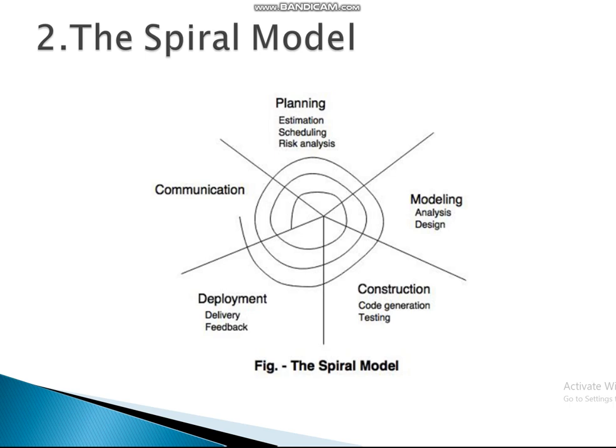In this model, change can be accommodated in the later stage of development. We have planning, estimation, scheduling, risk analysis, modeling with analysis and design under it, and code generation and testing under construction. So this is the spiral model.